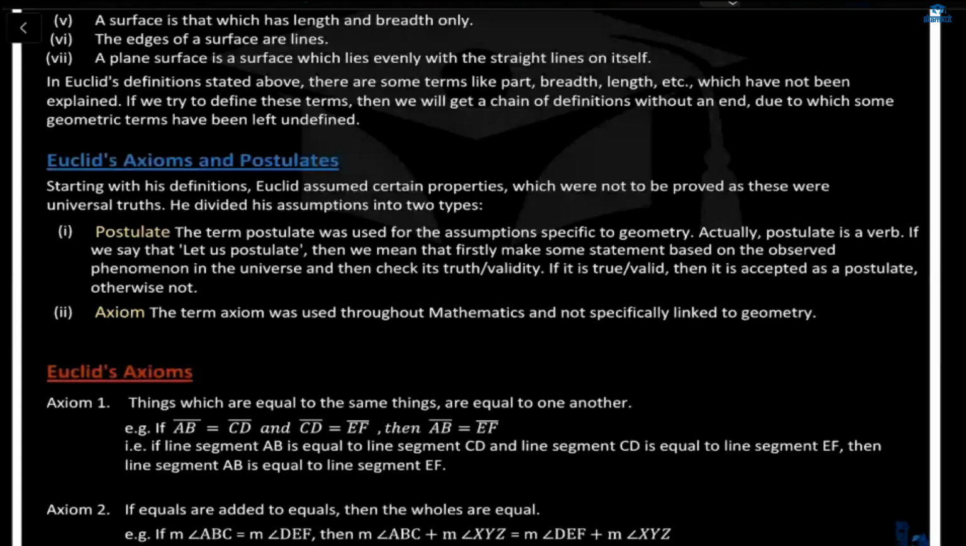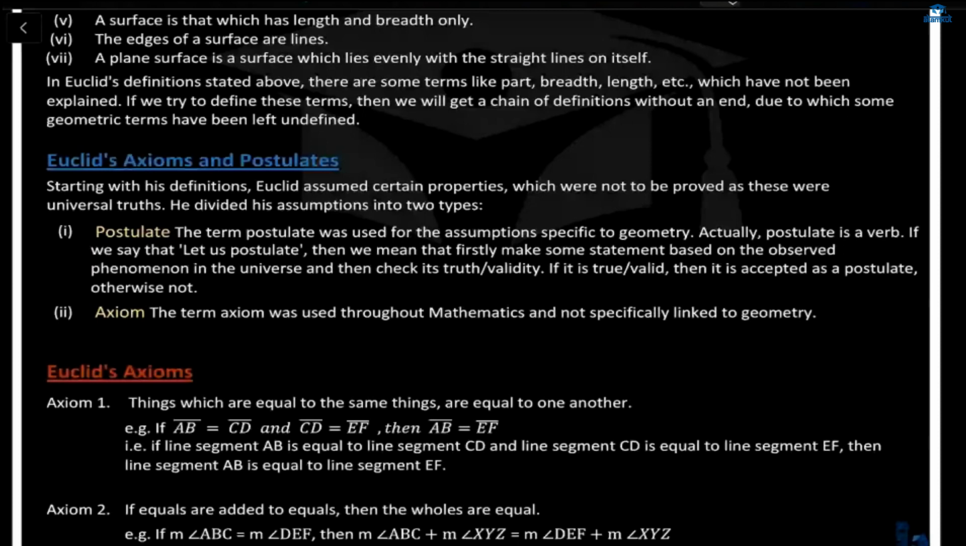Whereas the term axiom was used throughout mathematics and not specifically linked to geometry. So axioms are not only specific to geometry, your algebra and different arithmetic will also use them. But postulates are only for geometrical purposes, based on figures, where you are using lines, surfaces, circles, these types of shapes. So postulates are related to geometry, and axioms you are going to use throughout mathematics. That is the only difference between axiom and postulate.